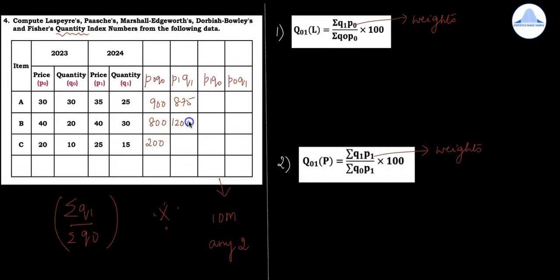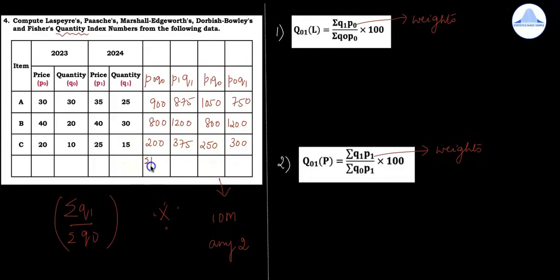Then 1200, 375. Then P1 Q0. So 35 into 30 is 1050. Then 800 and 250. Next, calculate P0 Q1. So P0 Q1 is 30 into 25 is 750. Then 1200 and then 300.